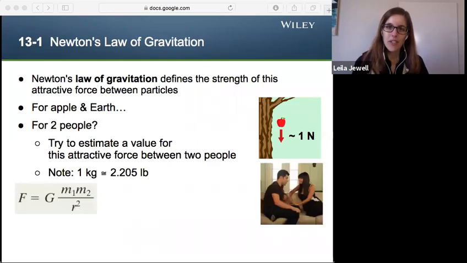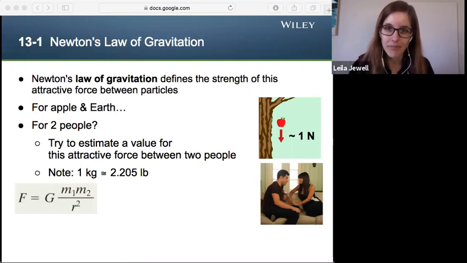Now what about for two people? What's the attractive force between any two people? So try to estimate a value for this attractive force, and there's a conversion there of kilograms to pounds. So I encourage you to pause and think about this. What would some reasonable numbers be? See if you can get an answer. So go ahead and hit pause now.